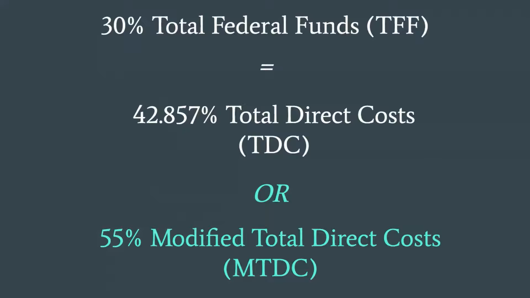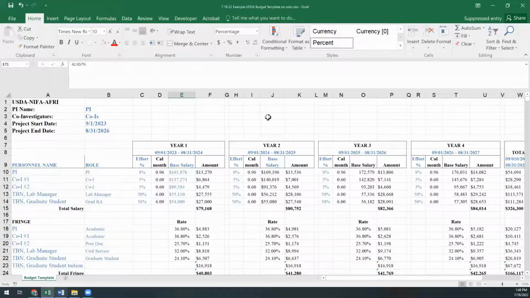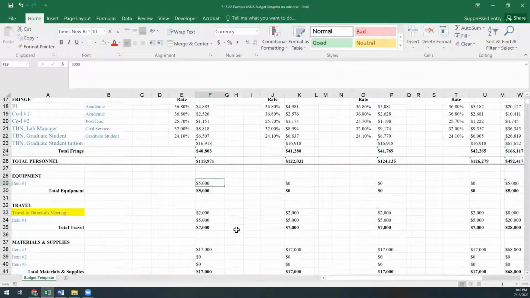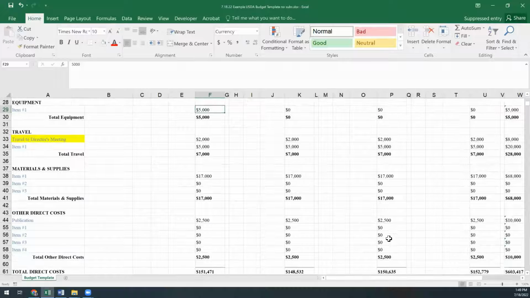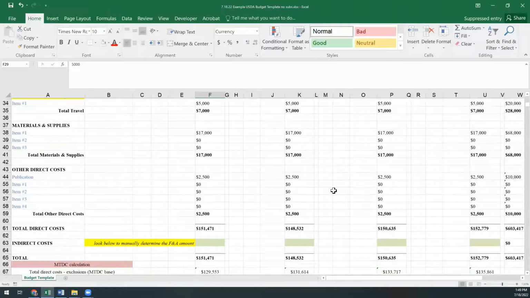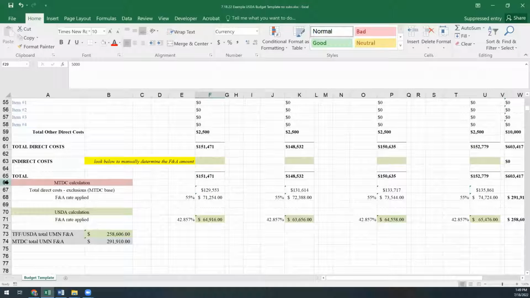So let's start with an example of a budget that does not include subawards. Here you can see we're using a pretty basic 4-year budget. We've got a PI, some co-Is, a grad student with some corresponding tuition. We've got some equipment in year 1, and some other basic expenses like travel and publication. You're probably pretty used to seeing this. You will see in our budget template that we do both the modified total direct cost calculation and the USDA calculation that we're required to do.